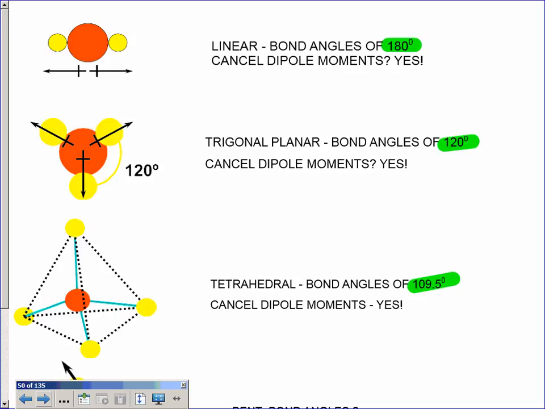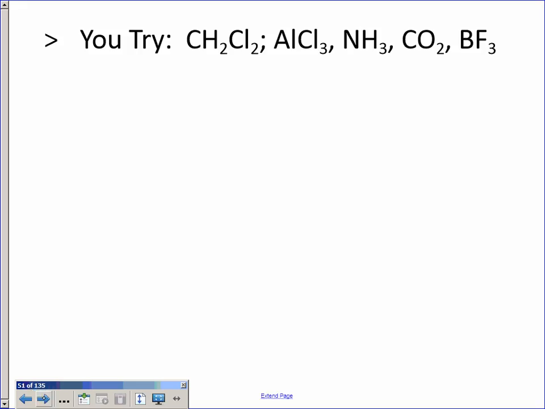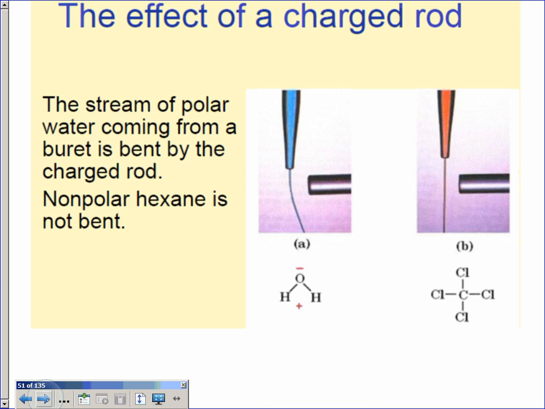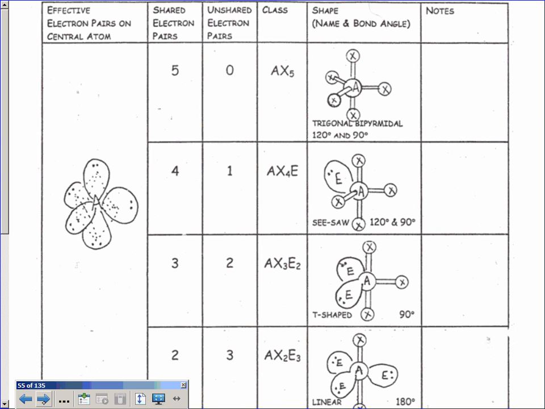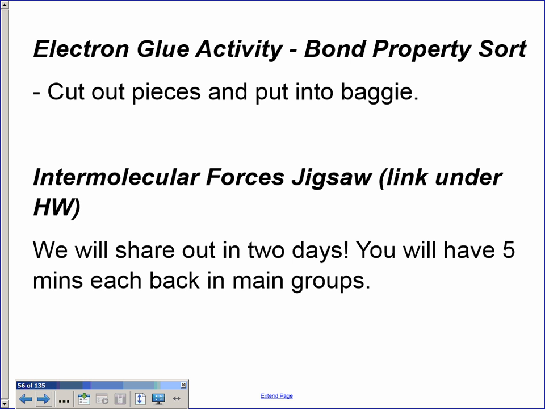Do you guys feel that you could try to do that, polarity? I need to kind of give you guys a chance to do that. All right, so my last assignment, this was all the same stuff. I'm going to skip this for now. We'll do the intermolecular forces jigsaw. In 2 days, you guys will work together to talk about intermolecular forces before I teach them.